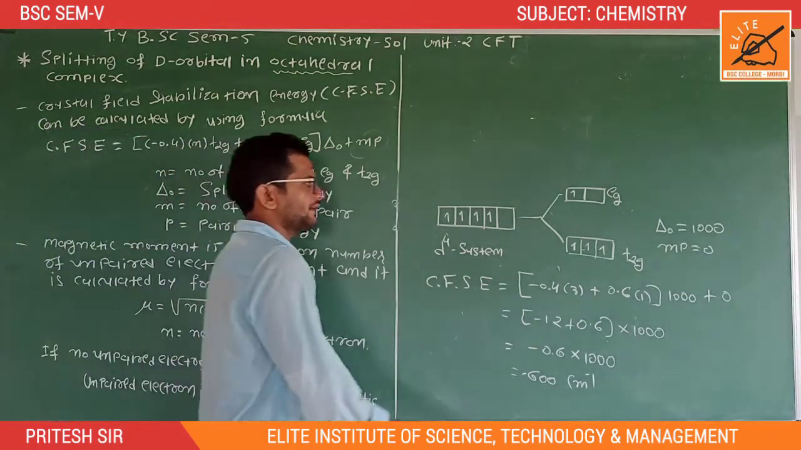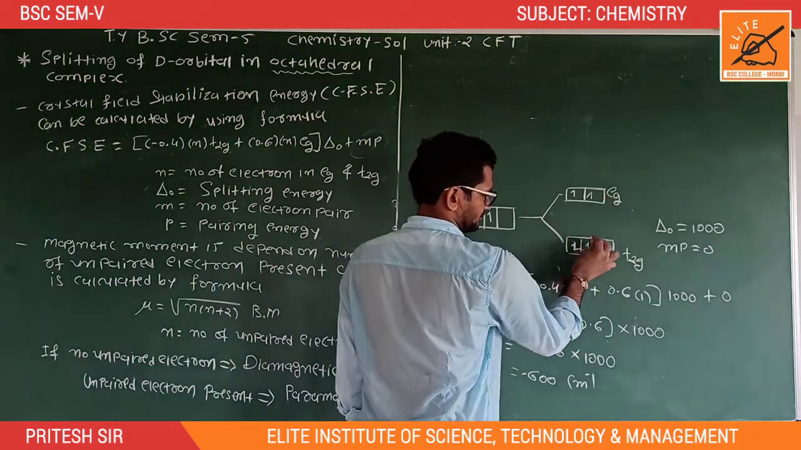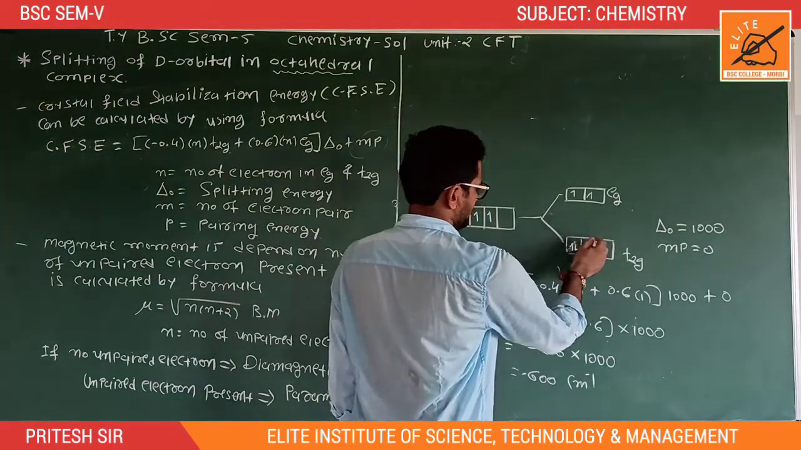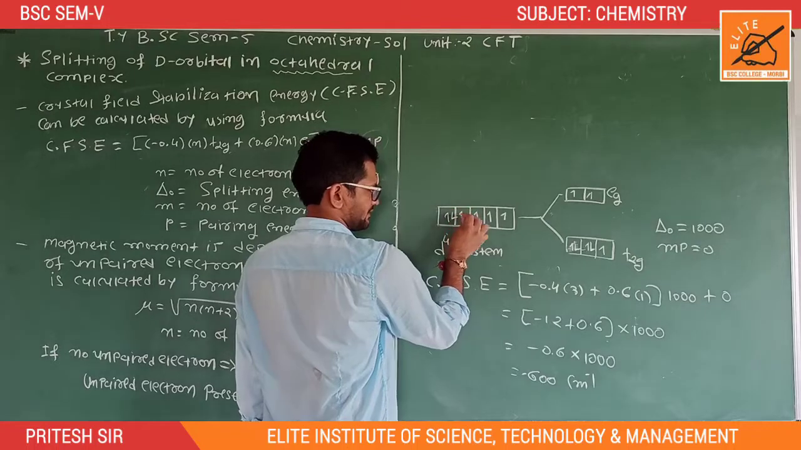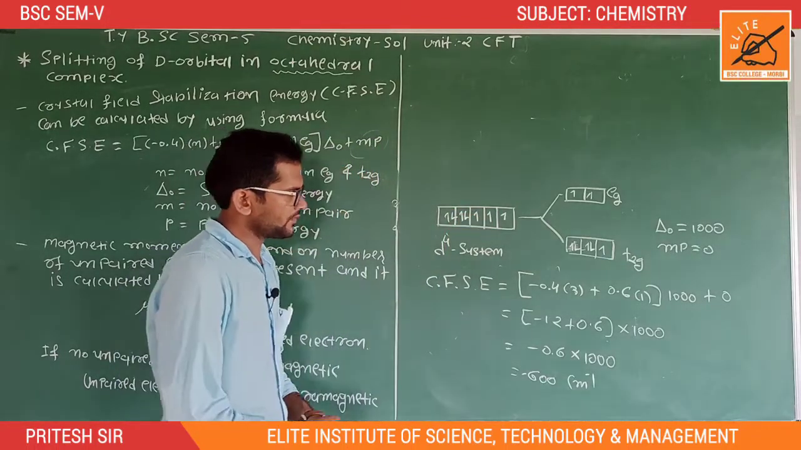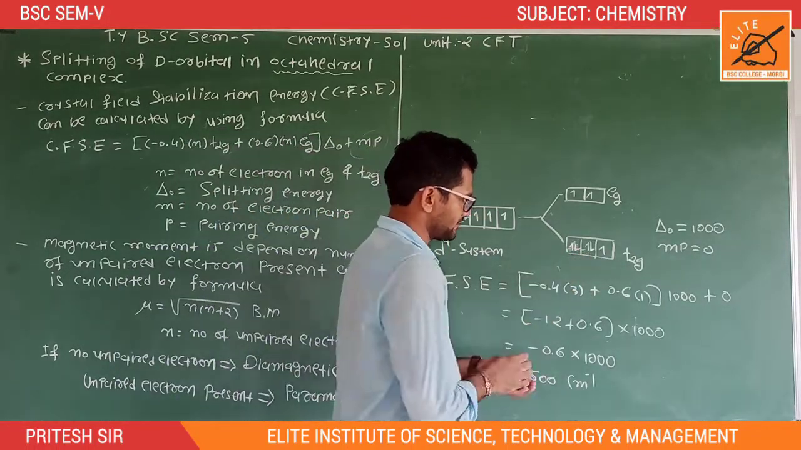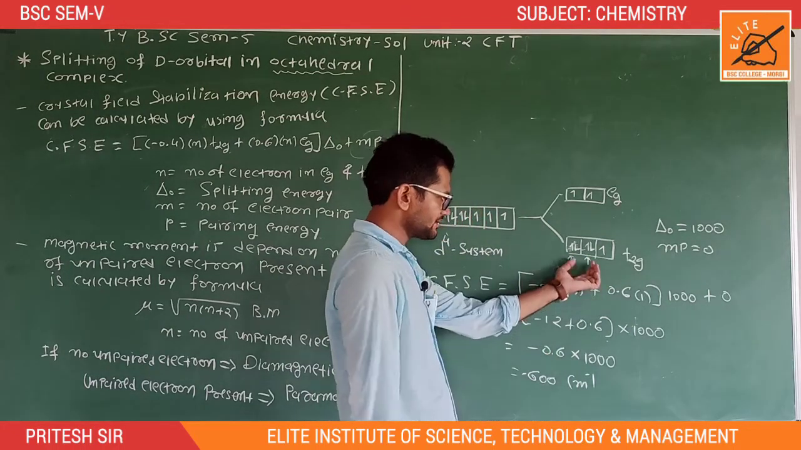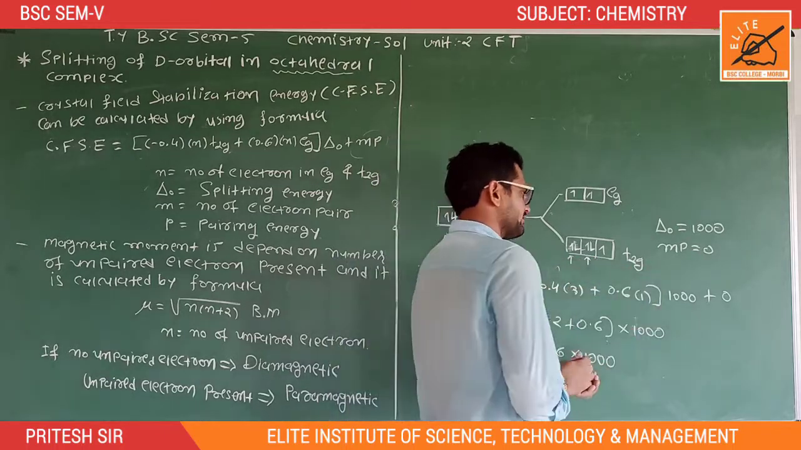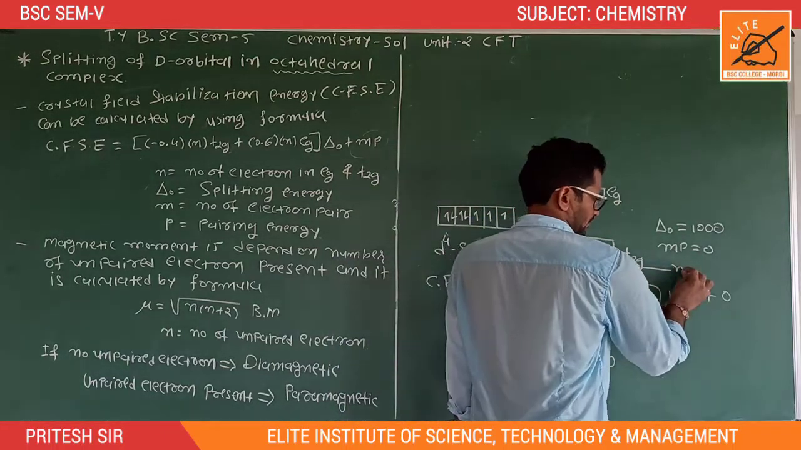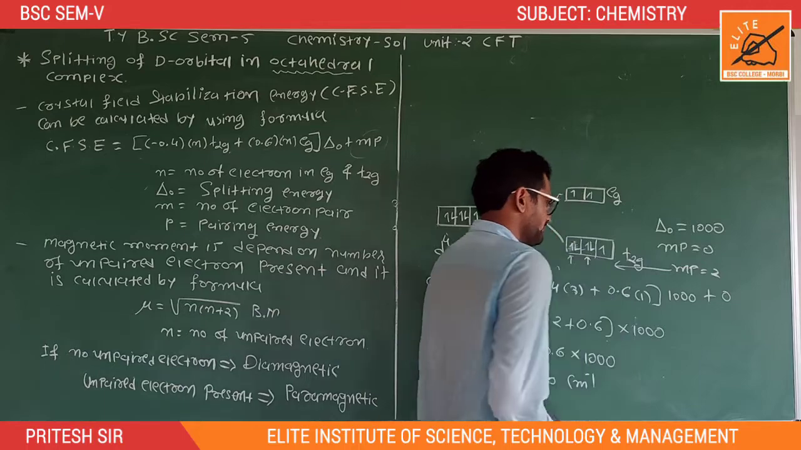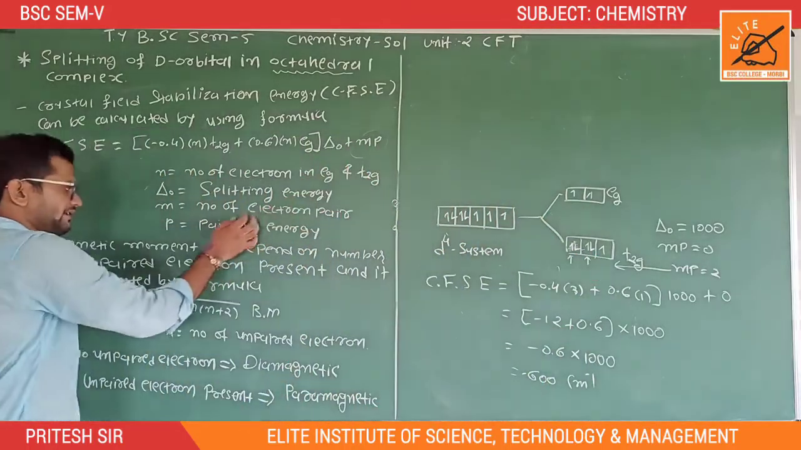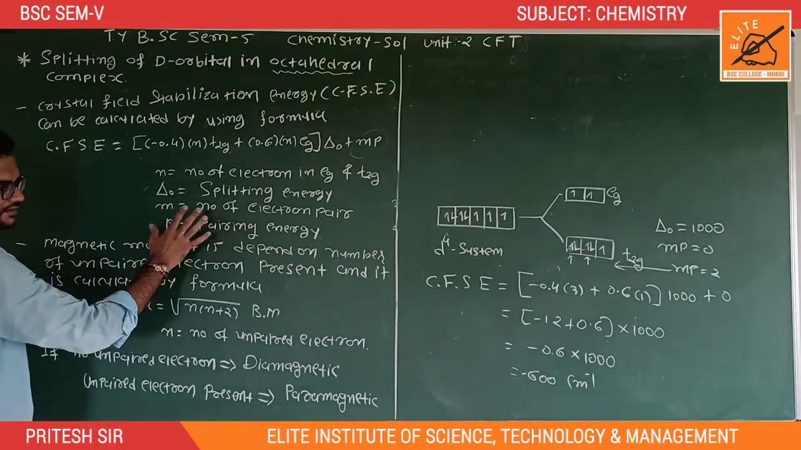Okay. Suppose I take another system, that is a d7 system. 5, 6, 7. At that time, two orbitals contain paired electrons. This is the paired electron. This one is also a paired electron. So in this case, the value of m is equal to 2. It means 2, the number of orbitals containing paired electrons. So mP is the paired electrons and P is the pairing energy.